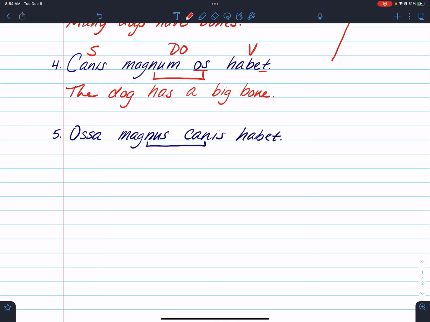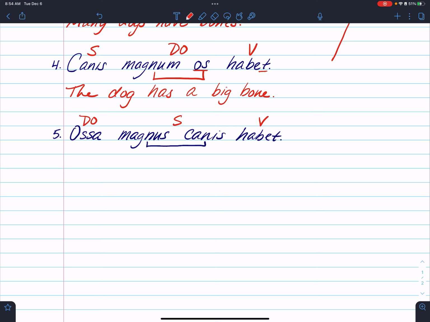Okay. And if you were to check it out, magnus and canis are both masculine. What else are they? Yep, masculine, nominative, and singular. So that's our subject. Ossa is going to be our DO. Okay.